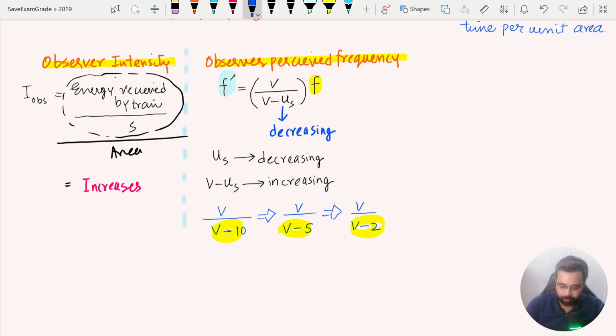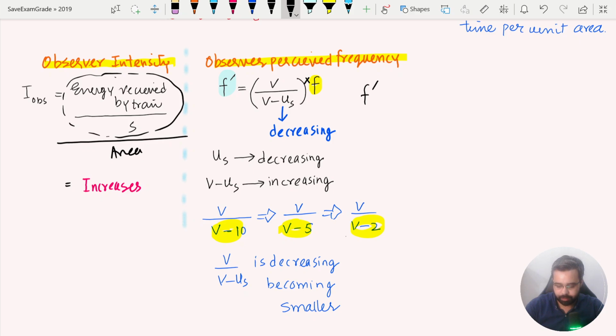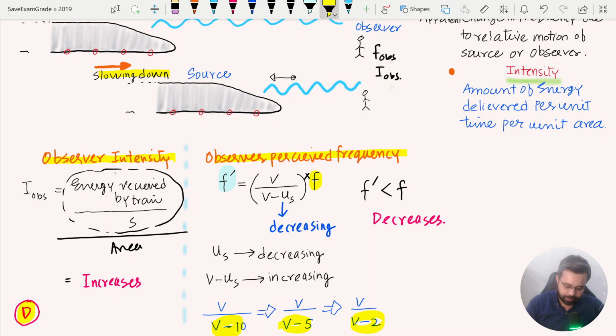When the denominator is increasing, the factor v over (v minus vs) is decreasing and becoming smaller. Because this factor is multiplied with the actual frequency, f prime must be less than the actual frequency, so we can say it is decreasing. So option D is the right answer: the observer's intensity is increasing, but the frequency received by the observer is decreasing.